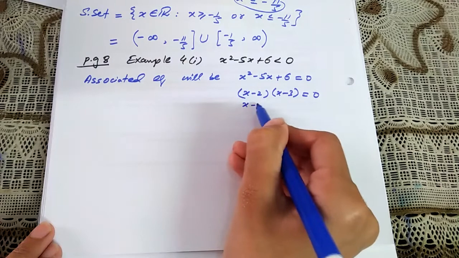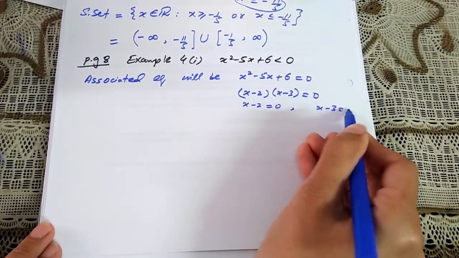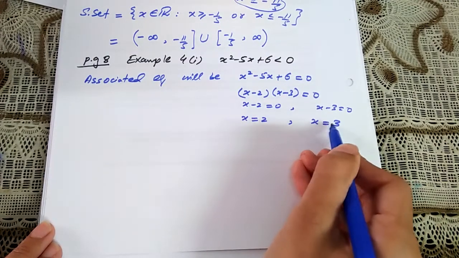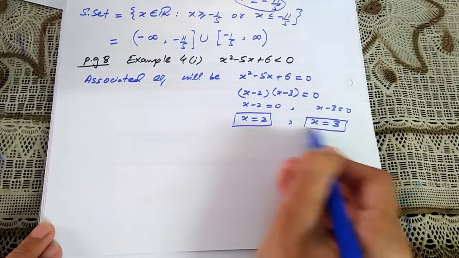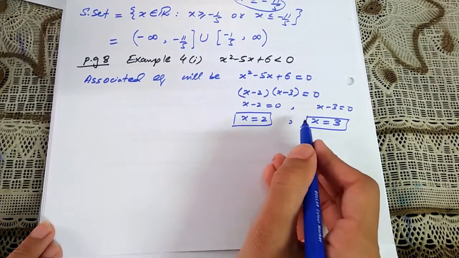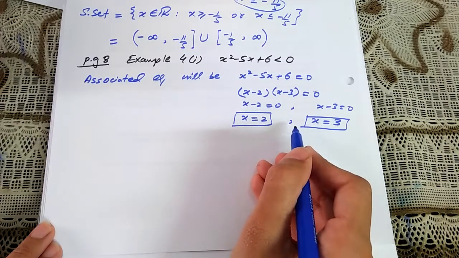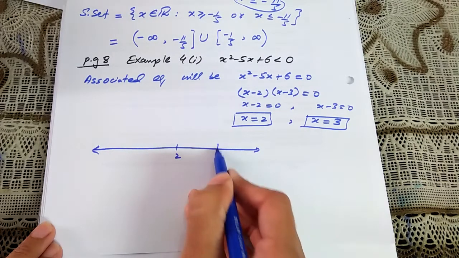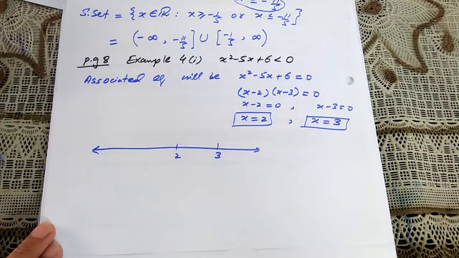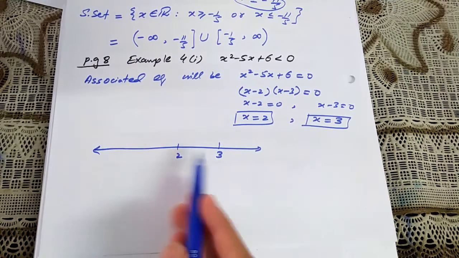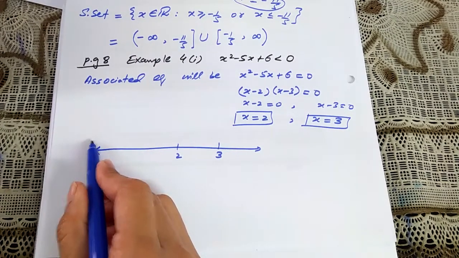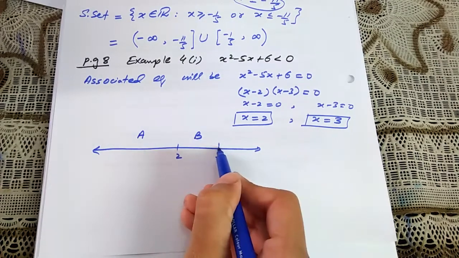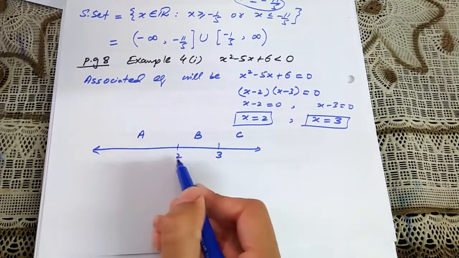Now separate it, we will get x minus 2 equals 0 and x minus 3 equals 0. And this will give us x equals 2 and x equals 3 here. So here we have 2 boundary points. These are the boundary numbers for the given inequality. So if I draw a real line here, I will get 2 here and 3 here. They divide the number line into regions. From negative infinity to 2, I will call it region A. From 2 to 3 the region B, and from 3 to positive infinity I will name it region C.